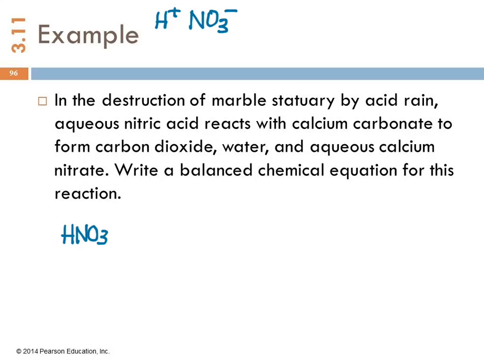Let's practice our state symbols, the little parentheses guys. What's the state symbol for aqueous nitric acid? AQ. Reacts with calcium carbonate. Calcium is a metal, so this is ionic. Carbonate is CO3, 2 minus.